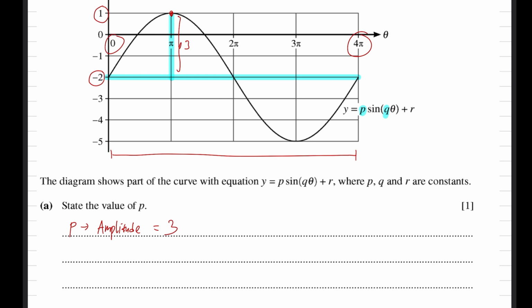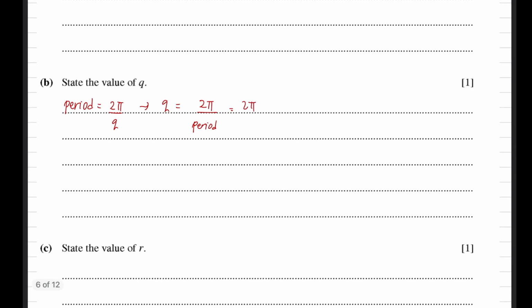You have one hill and one valley, so from 0 to 4 pi. So 2 pi over 4 pi is 1 over 2. That's the value of q.